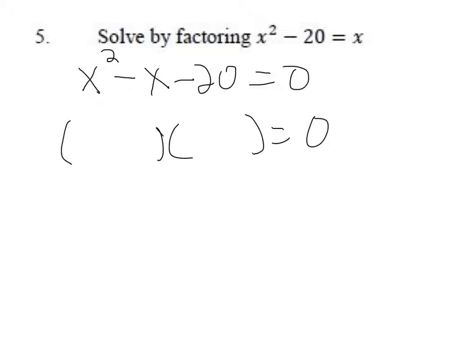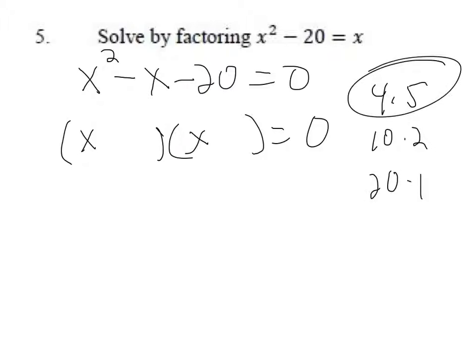I'm just going to factor this because it's pretty straightforward. X squared becomes x and x. I want the factors of negative 20 that we'll have to subtract, because when I do the outside and the inside, they'll be opposite signs. So 4 times 5, 10 times 2, 20 times 1. Those are the only factors of 20. If I subtract 4 and 5, I get 1. So those are the ones I want.